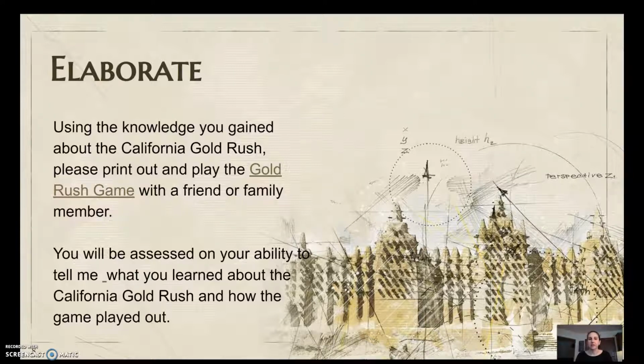My kids and I did this actually. About the gold rush, you can print out and play the gold rush game with a friend or a family member. And you will be assessed on your ability to tell me what you learned about the California Gold Rush and how the game sort of played out. I know it's a little bit below your level, but I thought it would be a lot of fun to be able to do this.